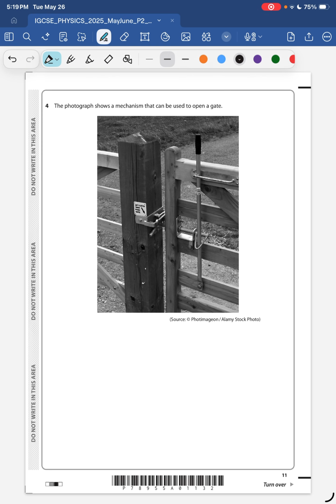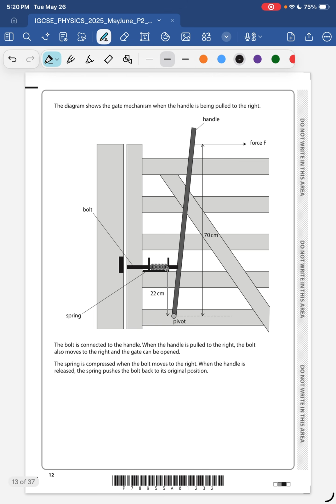Question 4. The photograph shows a mechanism that can be used to open a gate. The diagram shows the gate mechanism when the handle is being pulled to the right.